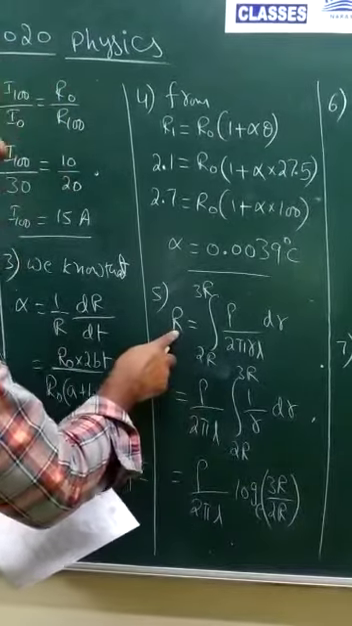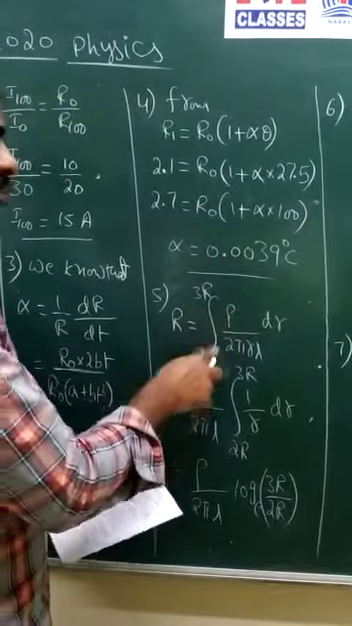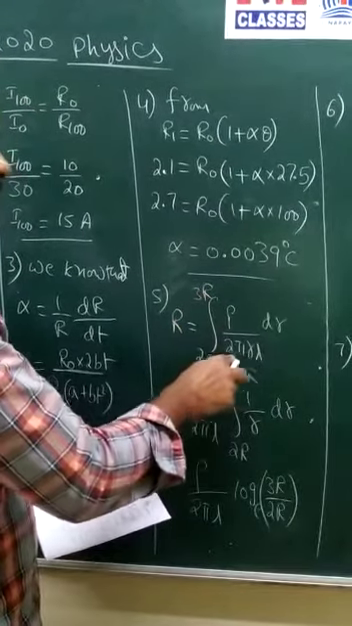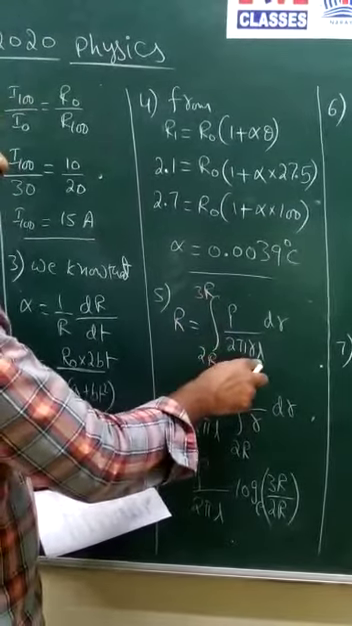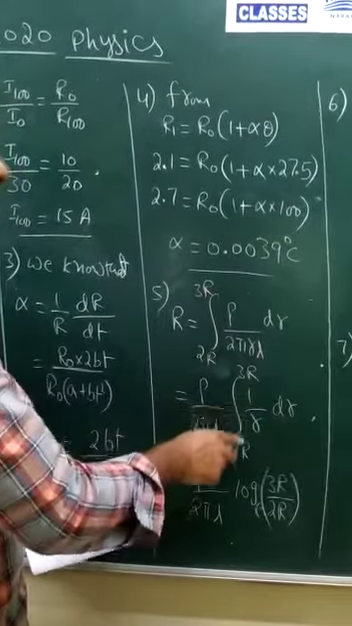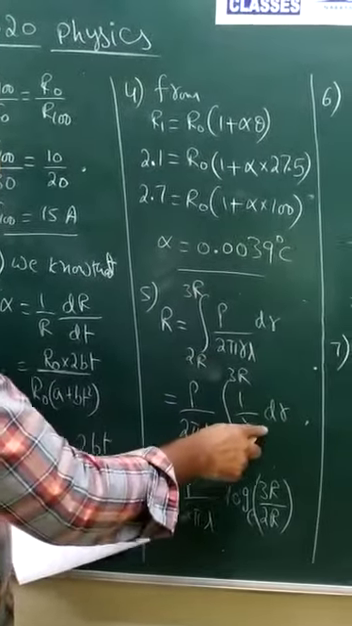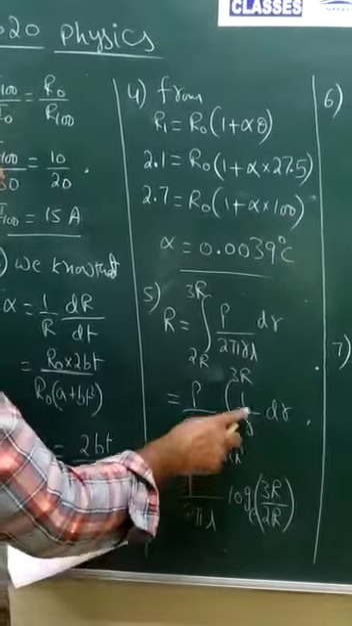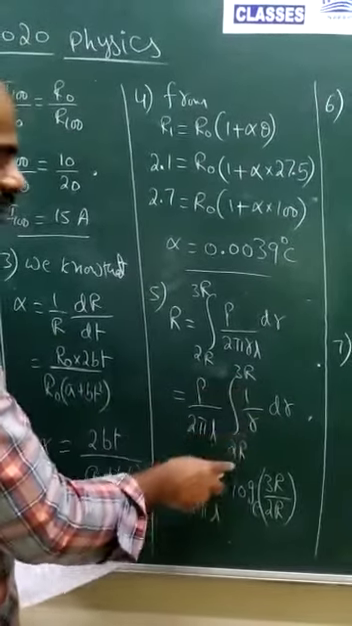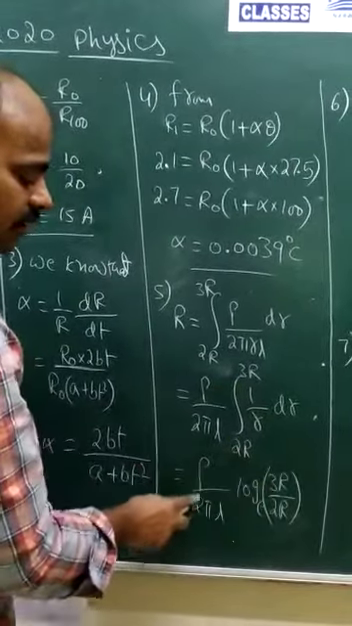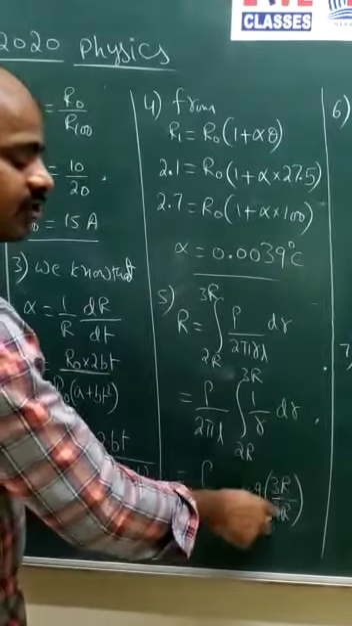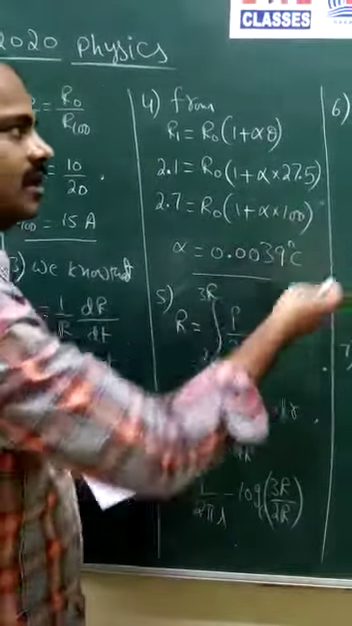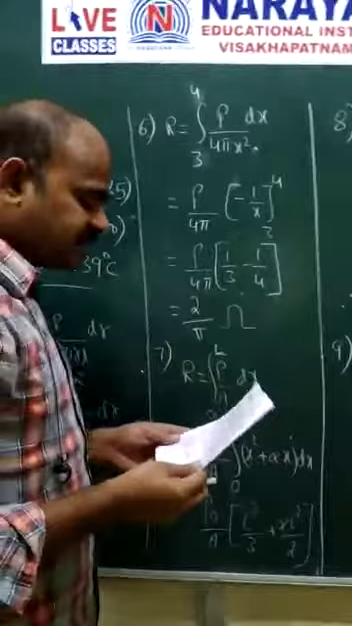Here the net resistance R is equal to, from the limits 2r to 3r, rho by 2 pi r into L, and after the integration, 1 by r with respect to dr is nothing but log r. By substituting the upper limit and lower limit, we get rho by 2 pi L into log of 3 by 2. Next, question number 6.